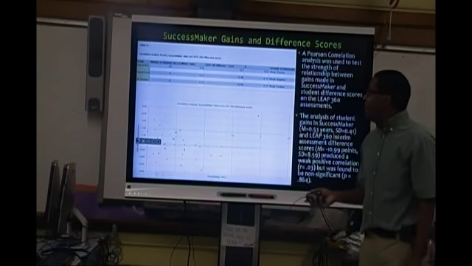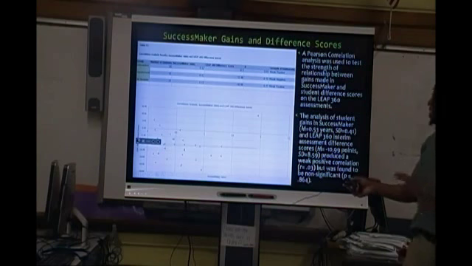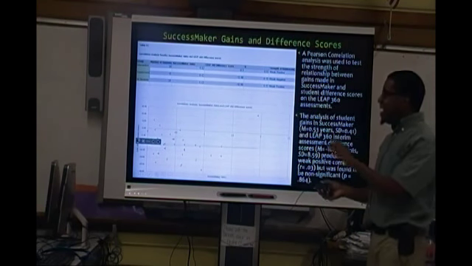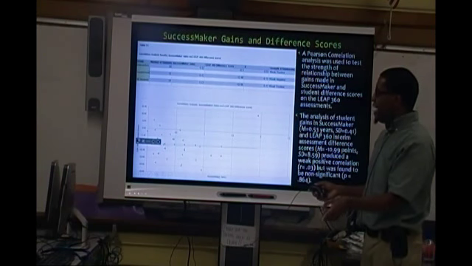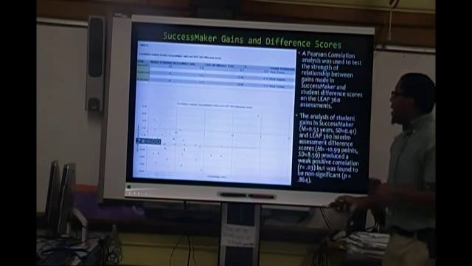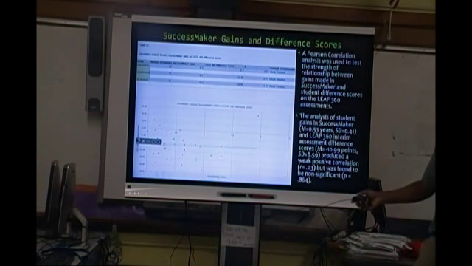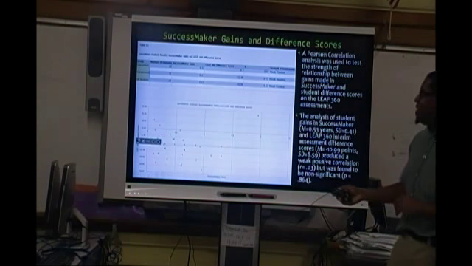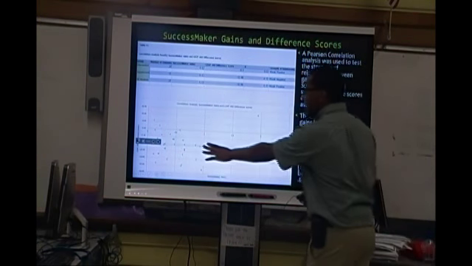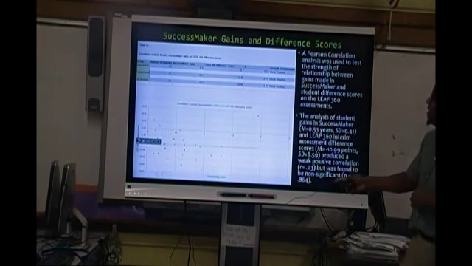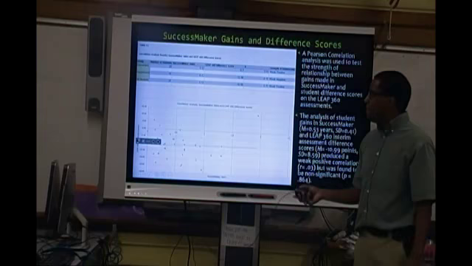We looked at SuccessMaker gains and the difference scores. So we took the difference between their first and second assessment, and we took the gains made in SuccessMaker between the first time they took SuccessMaker and then the latest installation. Analysis of that showed it produced a weak positive correlation and was found to be non-significant, meaning that the test showed that there was little to no relationship between the gains made in SuccessMaker and their difference scores on the LEAP 360 assessments.